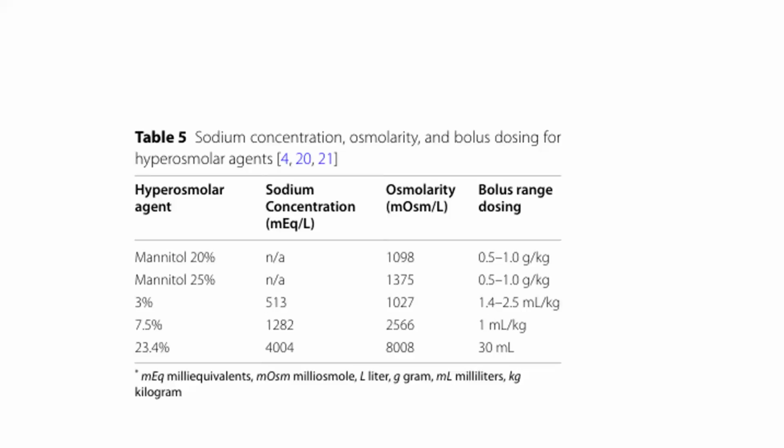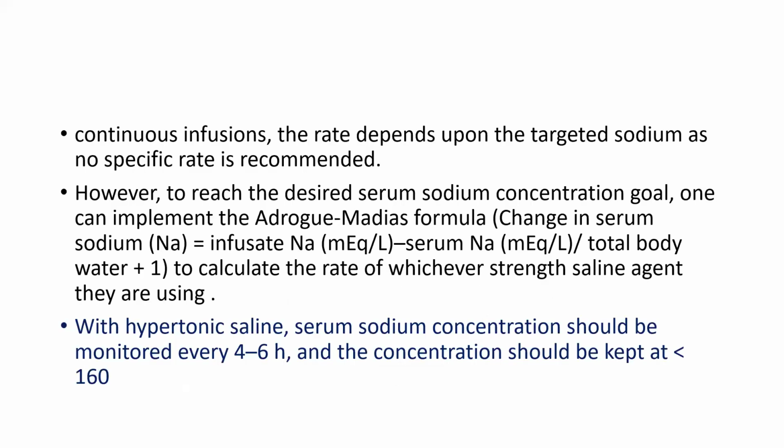Then the various sodium concentration, osmolarity, and bolus dosing for hyperosmolar agent. Mannitol 20%, mannitol 25%, and the hypertonic saline is available in the concentration of 3%, 7.5%, and 23.4%. But the continuous infusion and the rate depends upon the targeted sodium, and no specific rate is recommended.